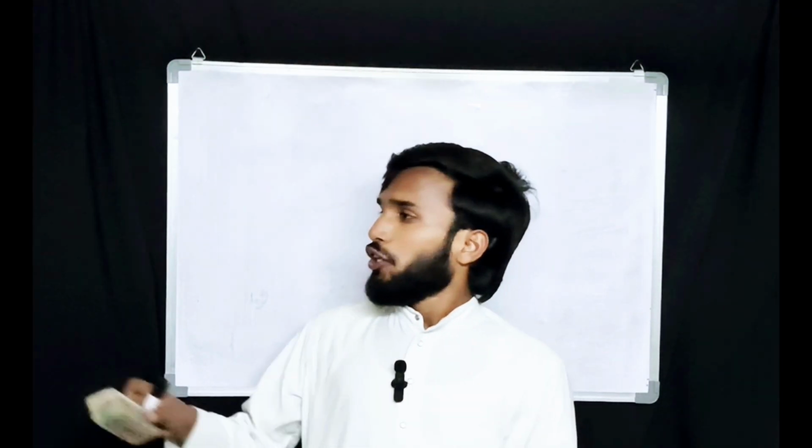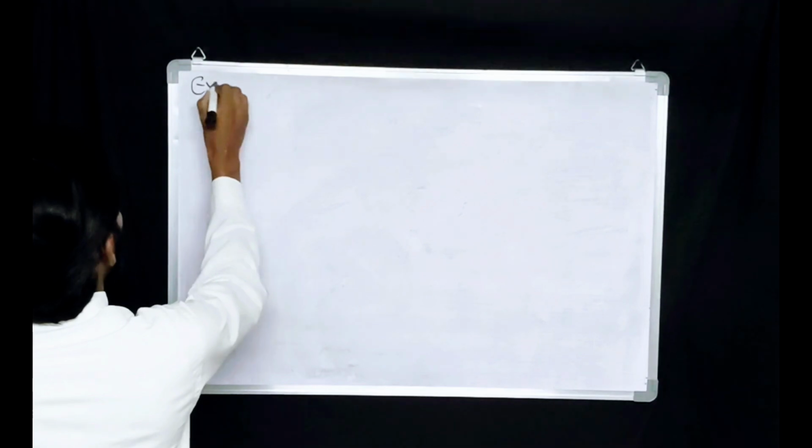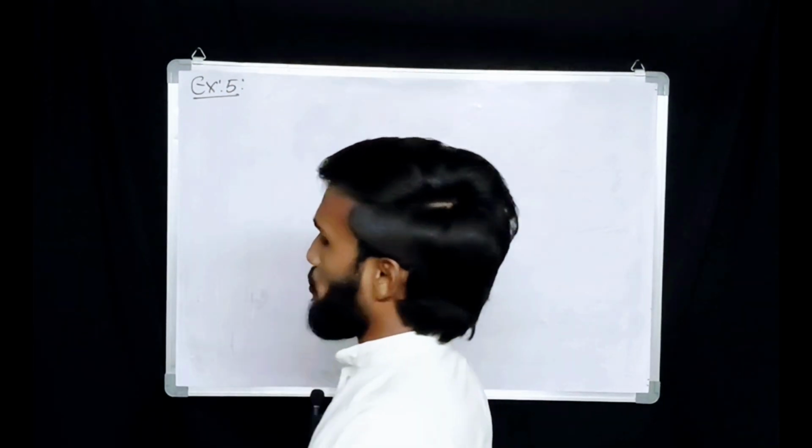Yes, this is the last example of the relation between zeros and coefficients of a polynomial. In the last example, we saw how to find the zeros and the relationship between the zeros and coefficients of a cubic polynomial. Now here is the last example, example 5, which is in your NCERT class 10 textbook.